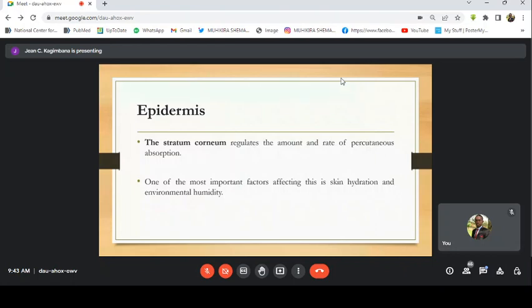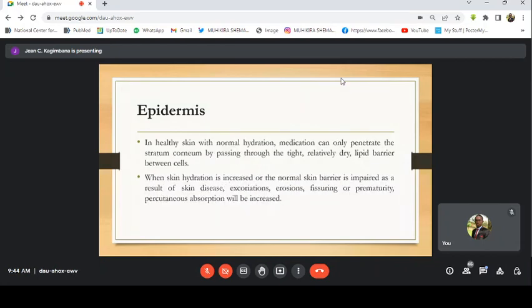Now, in healthy skin with normal hydration, medication can only penetrate the stratum corneum by passing through the tight, relatively dry lipid barrier between cells. We have seen that on the skin. When skin hydration is increased or the normal skin barrier is impaired as a result of skin disease, excoriation because of scratching, erosions, fissuring, or prematurity, percutaneous absorption will be increased. Okay?